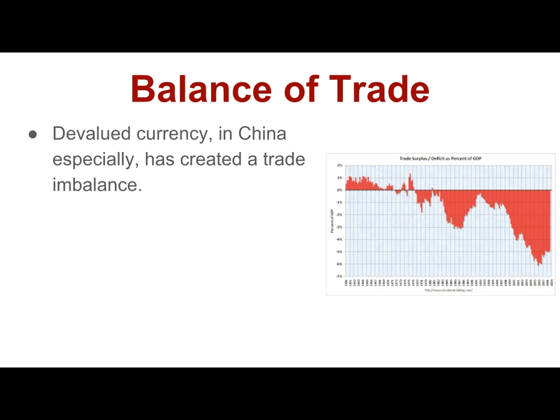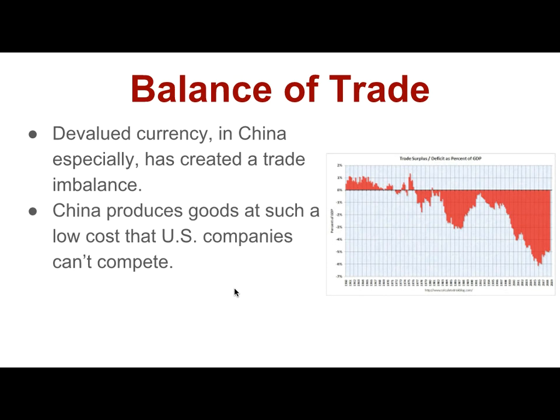Also, this type of trade has created a trade imbalance. Devalued currency, especially in China, has created an opportunity where we are buying far more goods than China is buying from us. China produces goods at such a low cost that American companies simply cannot compete. So American companies shut down, we purchase goods from China, and the balance of trade gets way out of whack.